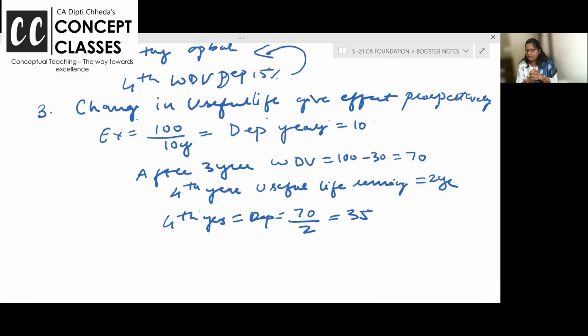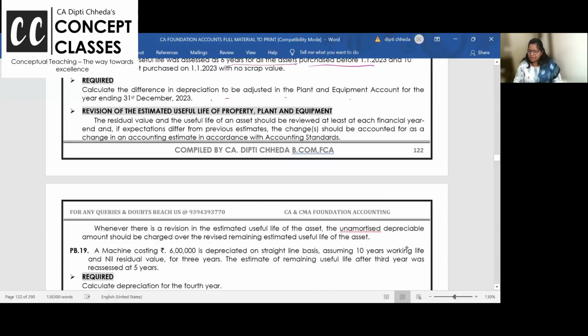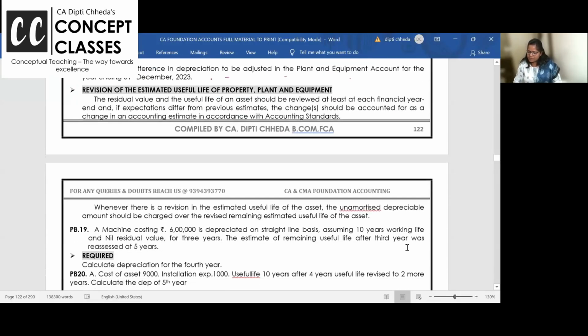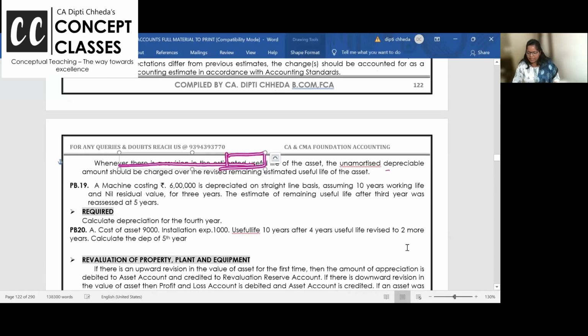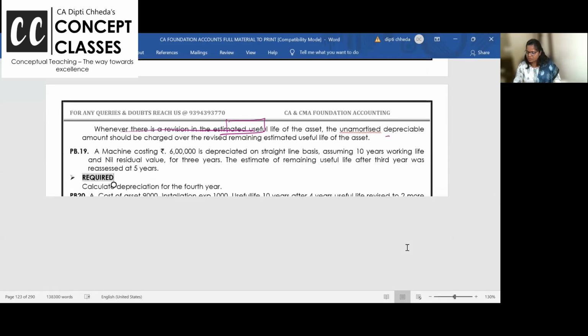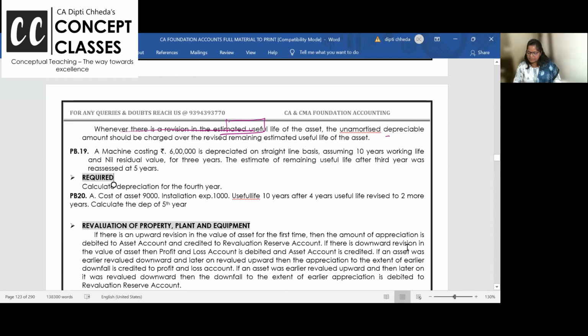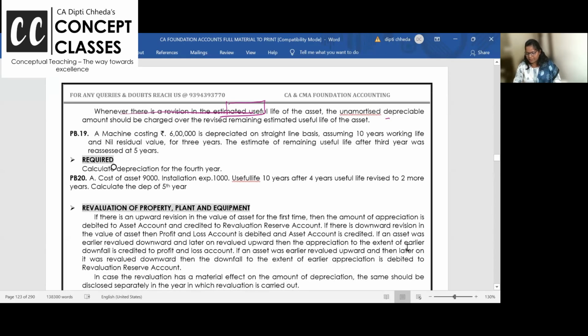Okay? So we will solve one problem with this. Let us understand this concept also. The very next one only: revision of the useful life. You have to depreciate, review at each year, and if there is a change in method, the unamortized depreciable amount should be charged over remaining years. Underline the words remaining years. So remaining years you have to take this, and for this 19th problem is there, 19, 28 dono karenge.